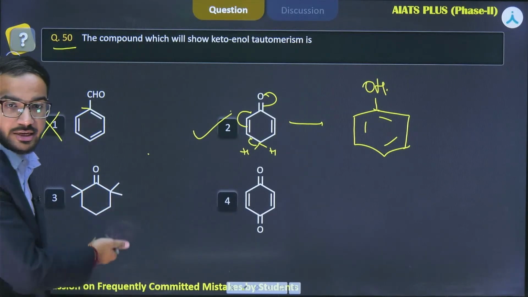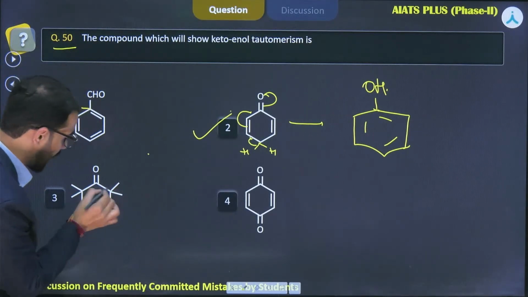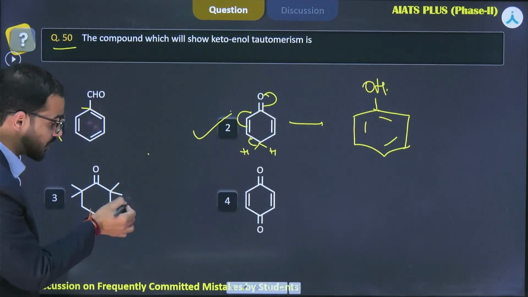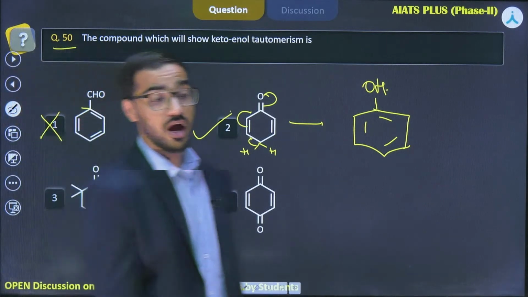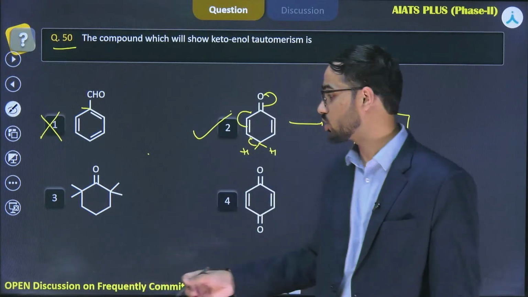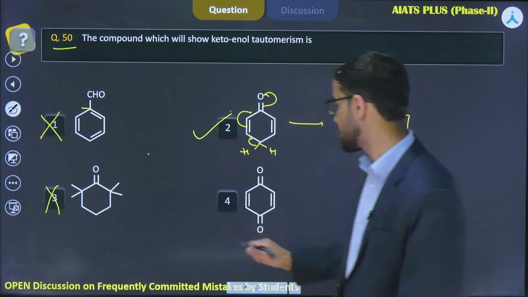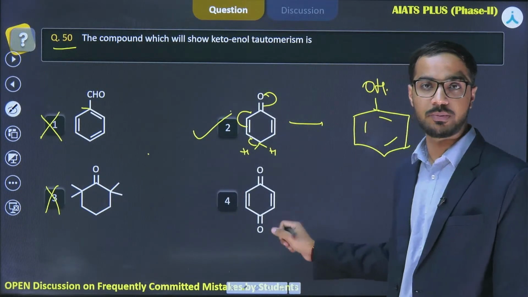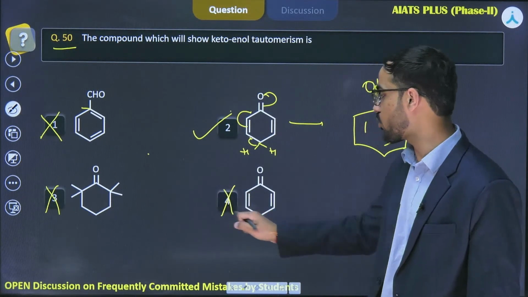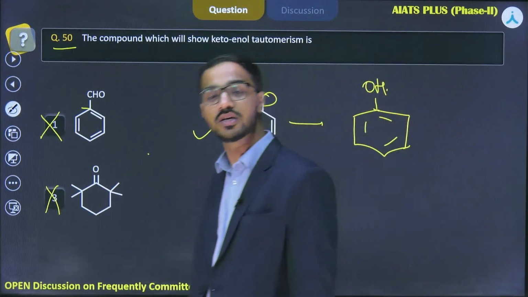Let us check others. Can it be the case? Obviously not, because the alpha position has CH3 and CH3. There is no hydrogen for the keto-enol tautomerization, so enol will never form. So this is not a product. Next, can this hydroquinone be the case? Obviously not, because it does not have any sp3 hybridized carbon.